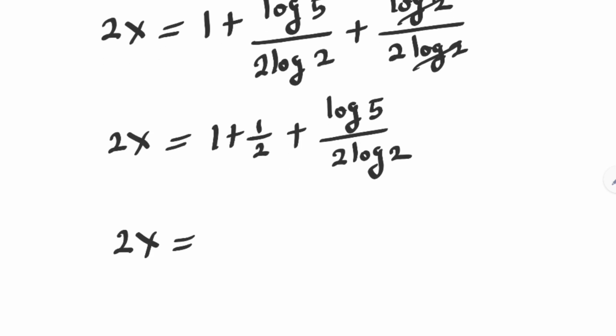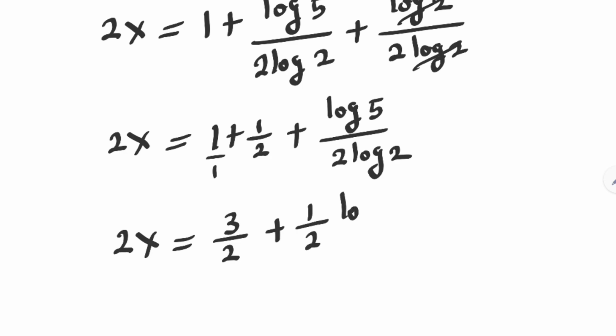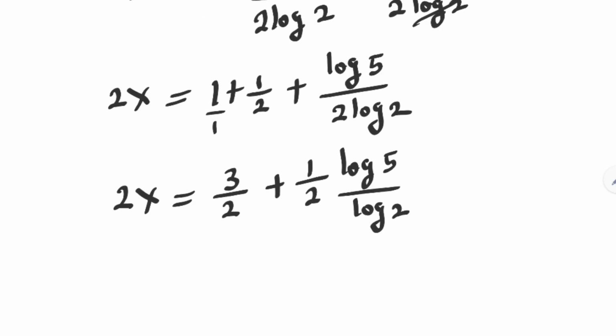2x is equal to, this is over 1, the LCM is 2. 1 into 2 times 1, that is 2, plus 1, 3. 3 divided by 2, which is for the whole of this, plus the whole of this is 1 divided by 2 log 5 divided by log 2.